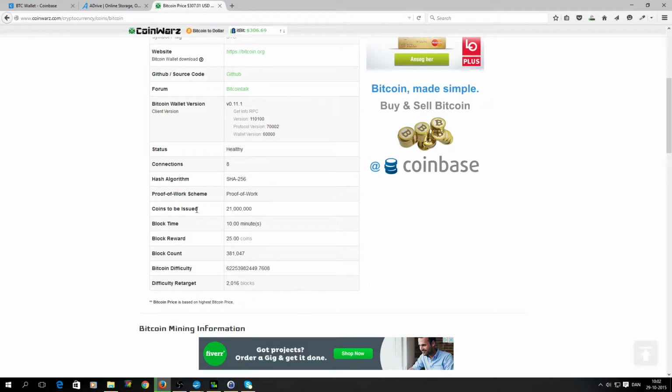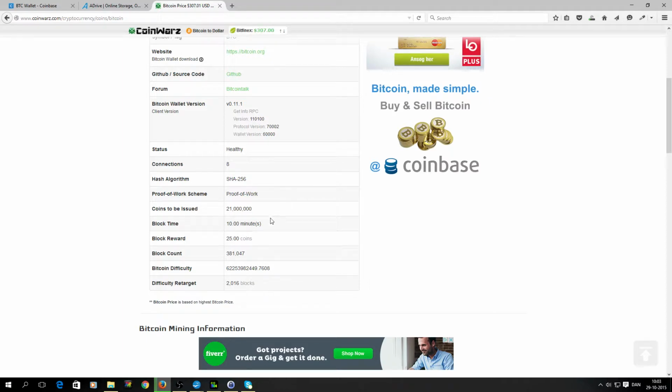Then there's the coin to be issued. This could vary. In the case of Bitcoin, there will be a total of 21 million coins when all coins have been mined. That will happen, I believe, around 2041. I'm not 100% sure about that. But at the moment, I believe around 15 million coins has been mined.